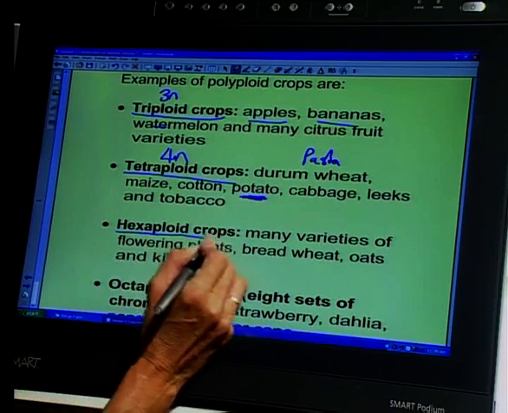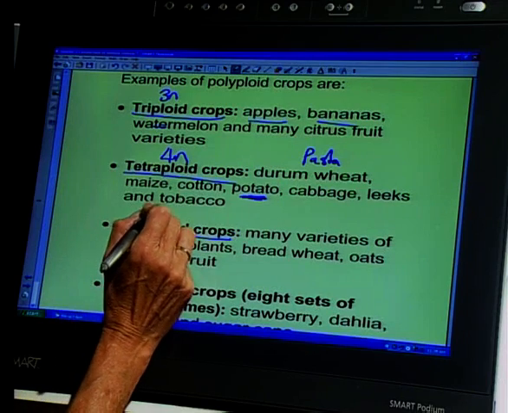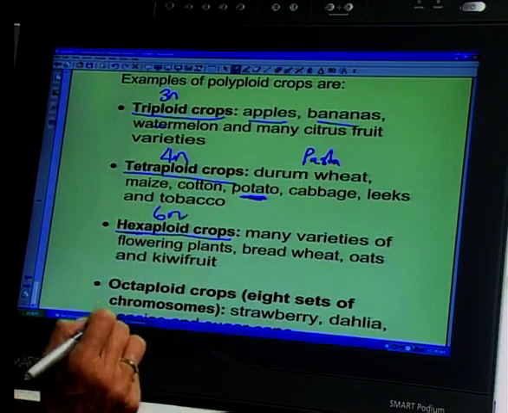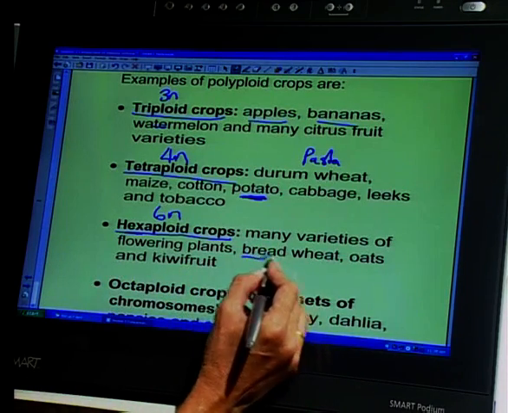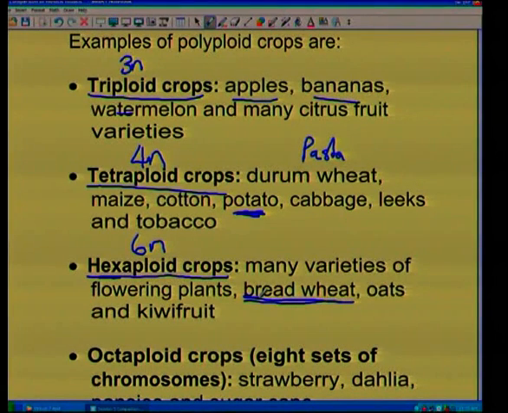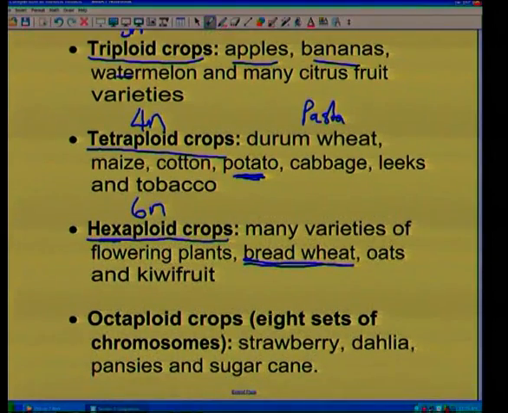Okay, hexaploid, hexa means 6, so it's 6N. Here we have many varieties of flowering plants. Bread wheat. We all love bread, don't we? Kiwi fruit, very special. And then we have, now look at this one, octaploid. Oct means 8. So it's 8N crops, 8 sets of chromosomes. Strawberries, don't we all love strawberries? Sugar cane. Now, what would we do without sugar? Okay, and sugar cane is an octaploid.